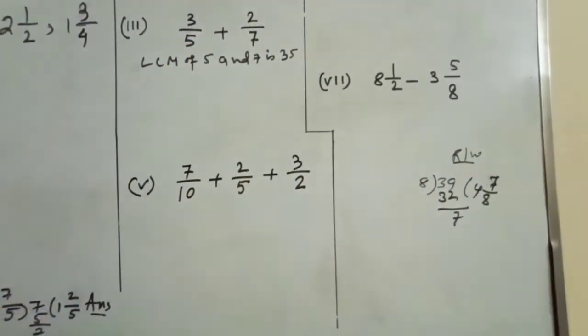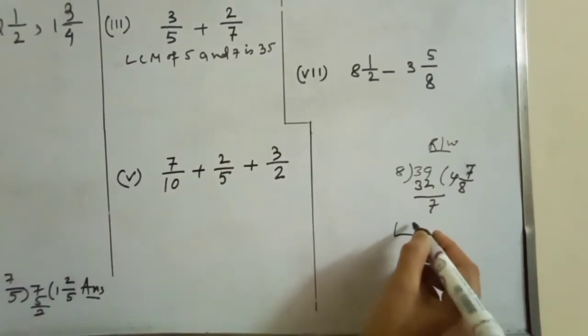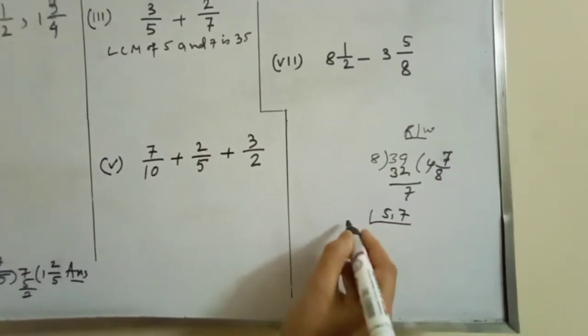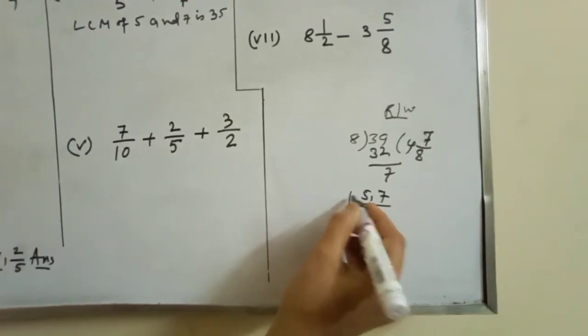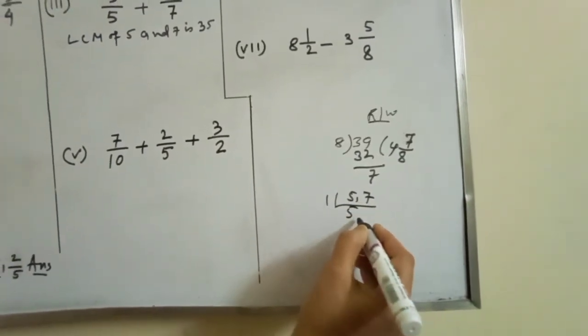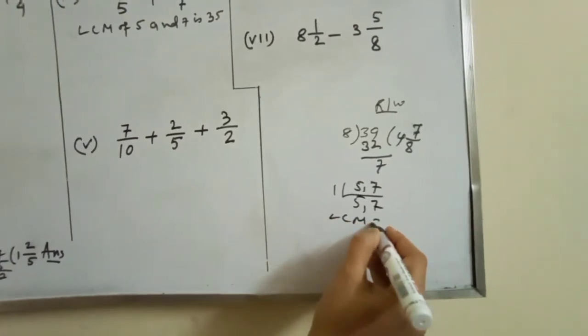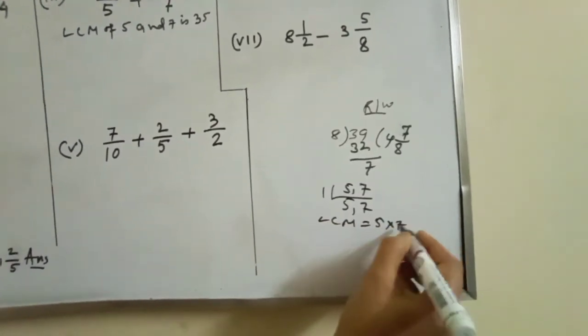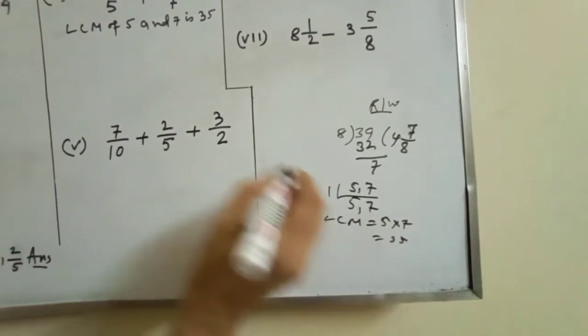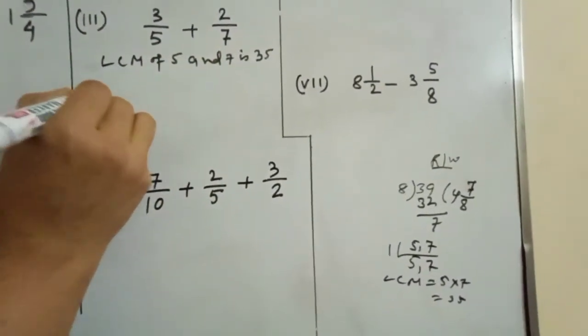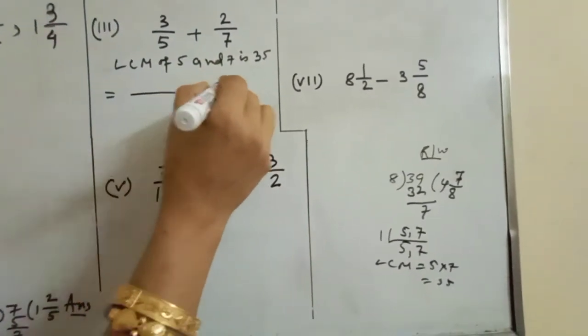If you do this LCM, what will you get? 5 and 7, you can't divide it by any common number. So you have to divide it only by 1, and by 5 and 7. So the LCM equals 5 into 7, that is 35. So LCM is 35. Now make the denominator 35.